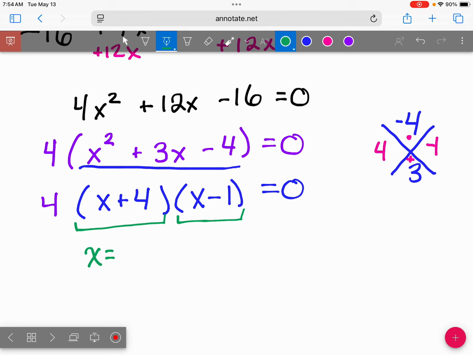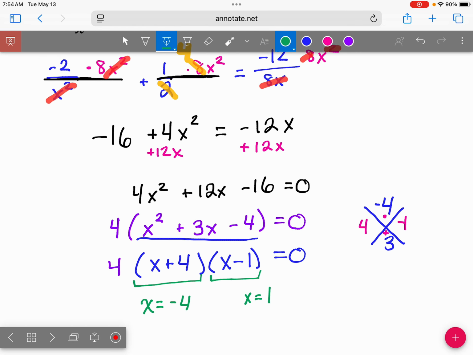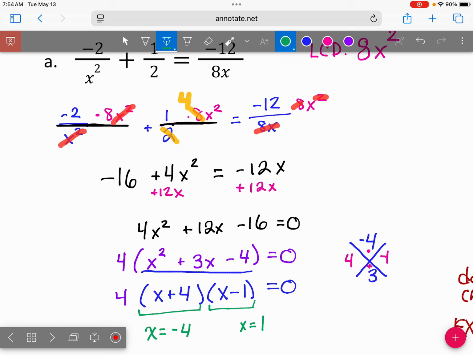X equals negative 4 and x equals positive 1. So we need to go up and check them. We'll go all the way back up to the beginning. At that point, we're just ignoring the 4. It doesn't have any impact on where the roots are.